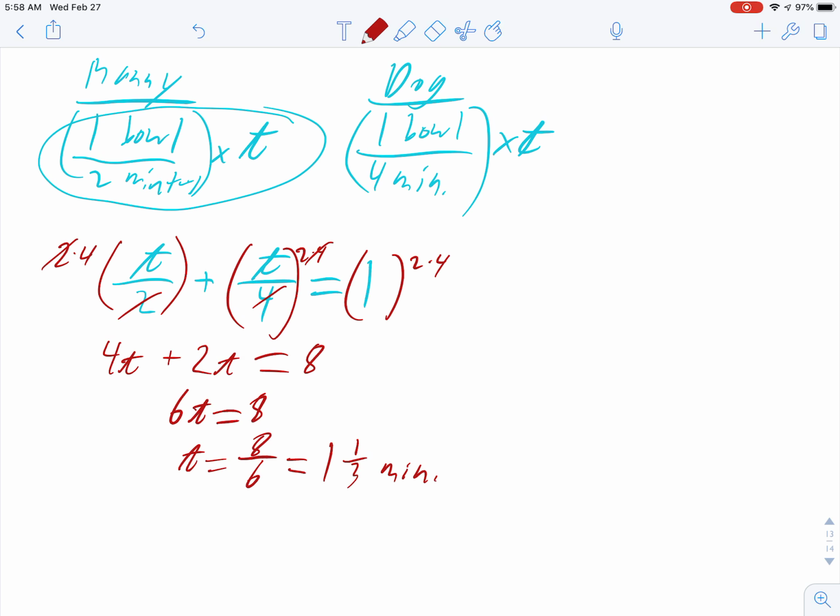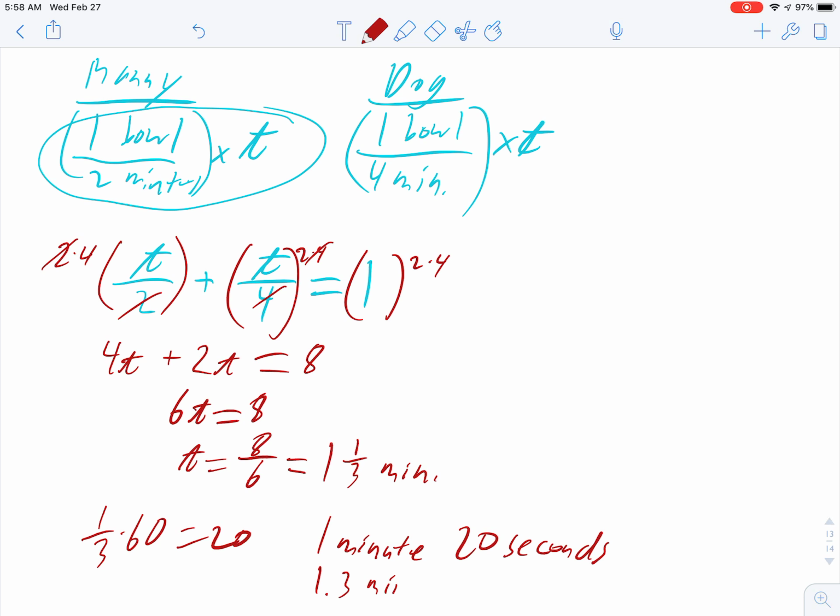A third of a minute is 1/3 of 60, which is 20. So that's 1 minute, 20 seconds. So that's probably the best way to answer this question. You could also write it as a decimal rounded to the nearest tenth, which would just be, it's 1.3 repeating, so rounded to the nearest tenth would be 1.3 minutes.